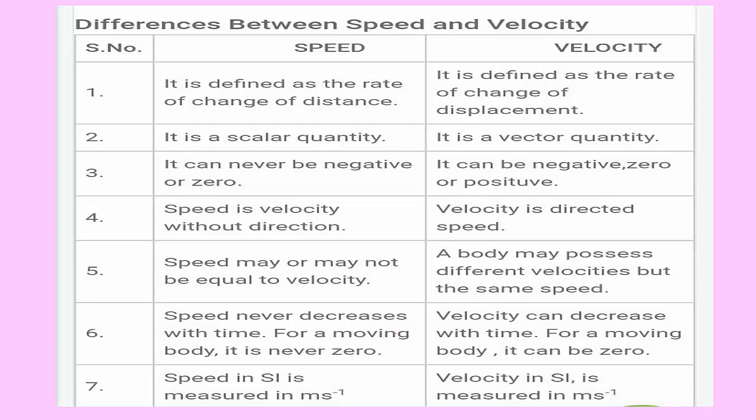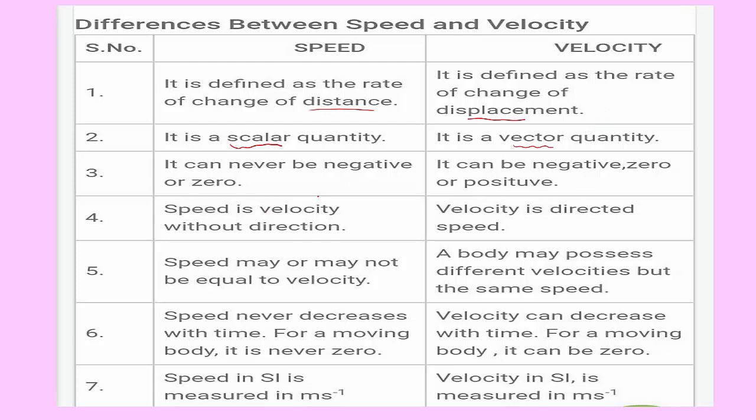So what is the first difference? The first difference is the definition. What is speed? It is defined as the rate of change of distance. And what is velocity? It is defined as the rate of change of displacement, that gives velocity. The second difference is that speed is a scalar quantity, velocity is a vector quantity. Speed is a scalar quantity because it has only magnitude. Velocity is a vector quantity because it has both magnitude and direction.